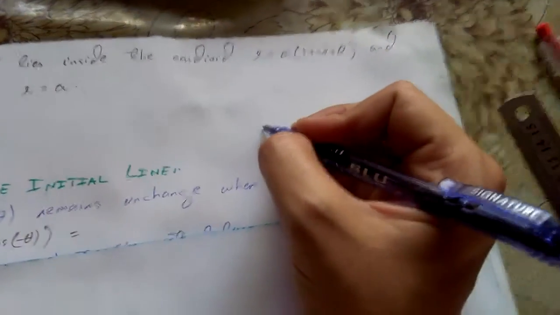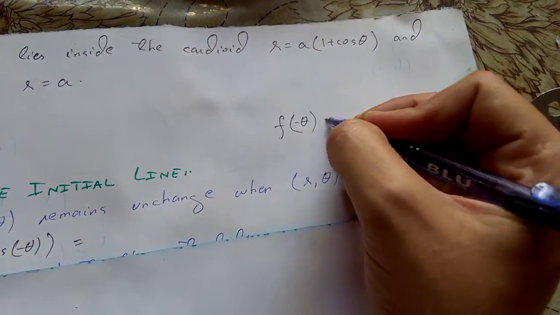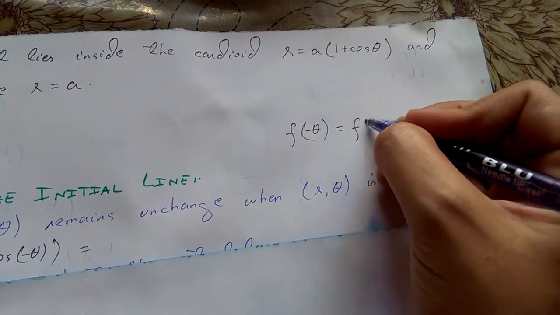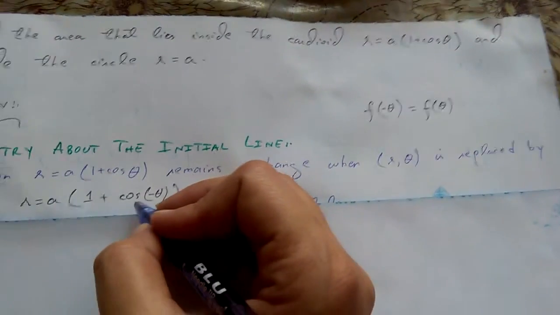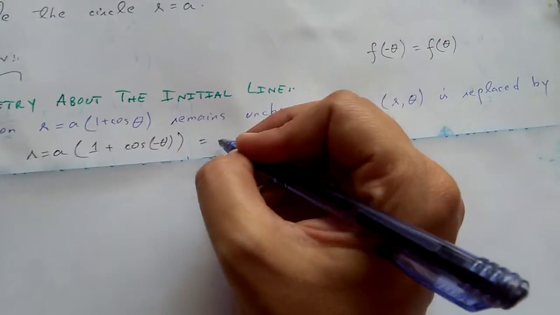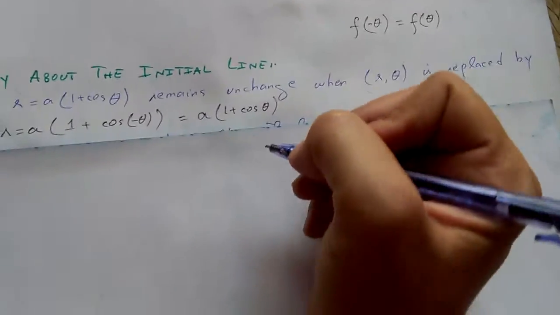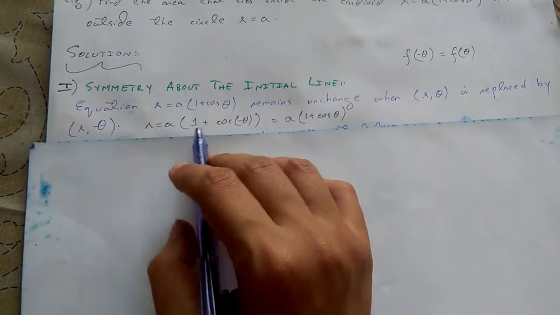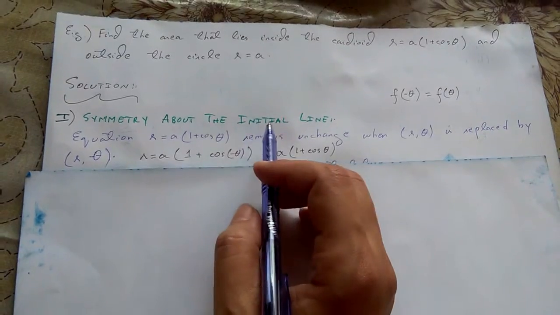In other words, it is something like this. That's the definition of an even function: if you put a negative independent variable, it gives you the same function back. There's no change in signs. The same process is happening here. So cos of negative theta is equal to cos theta. So you see, it is restored. If (r, theta) is replaced by (r, minus theta), the function is unchanged. So it means that the cardioid is symmetrical about its initial line.